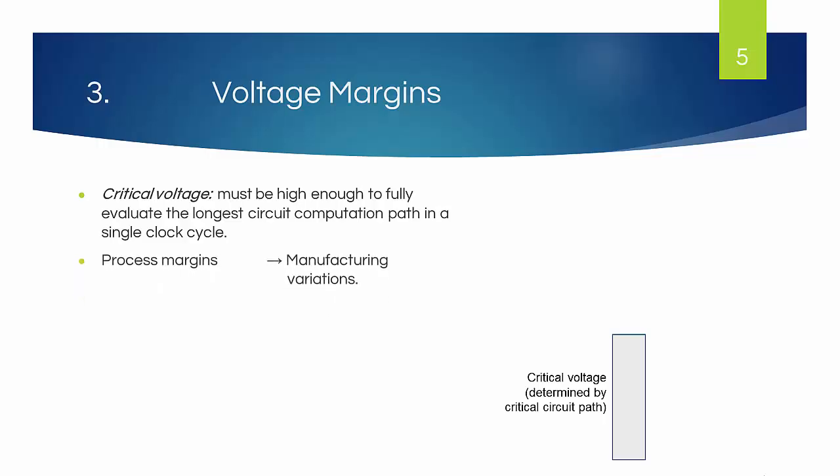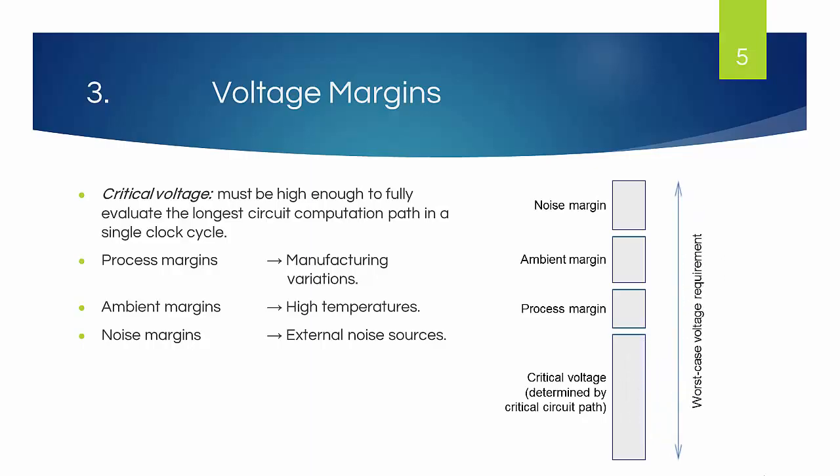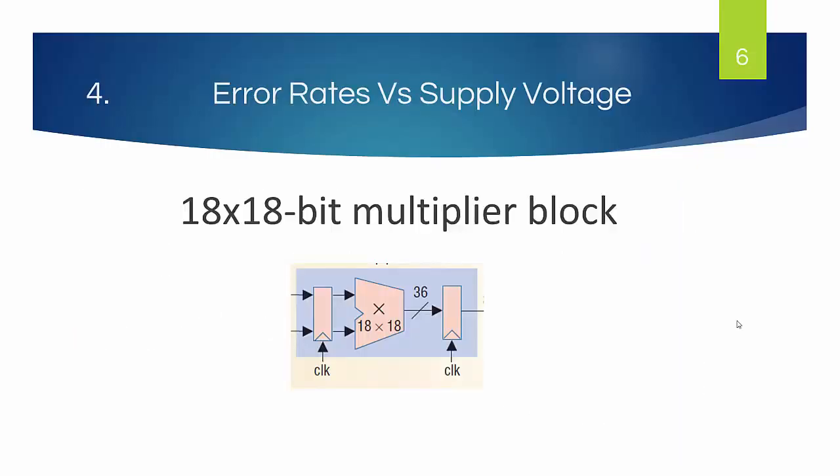Process margins ensure that performance uncertainties do not prevent slower devices from completing evaluation within a clock cycle. Temperature margins accommodate slower circuit operations at high temperatures. The margin ensures correct operation at the worst case temperature, which is typically 85 to 95 degrees Celsius. Noise margins safeguard against a variety of noise sources that introduce uncertainty in supply and signal voltage levels. The sum of these voltages defines the minimum supply voltage that ensures correct circuit operation in even the most adverse conditions.